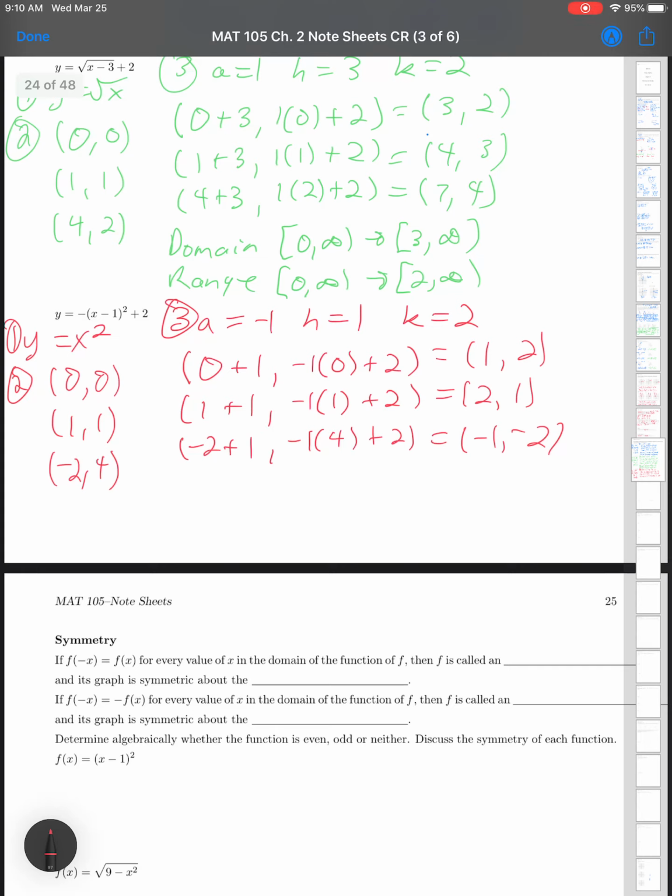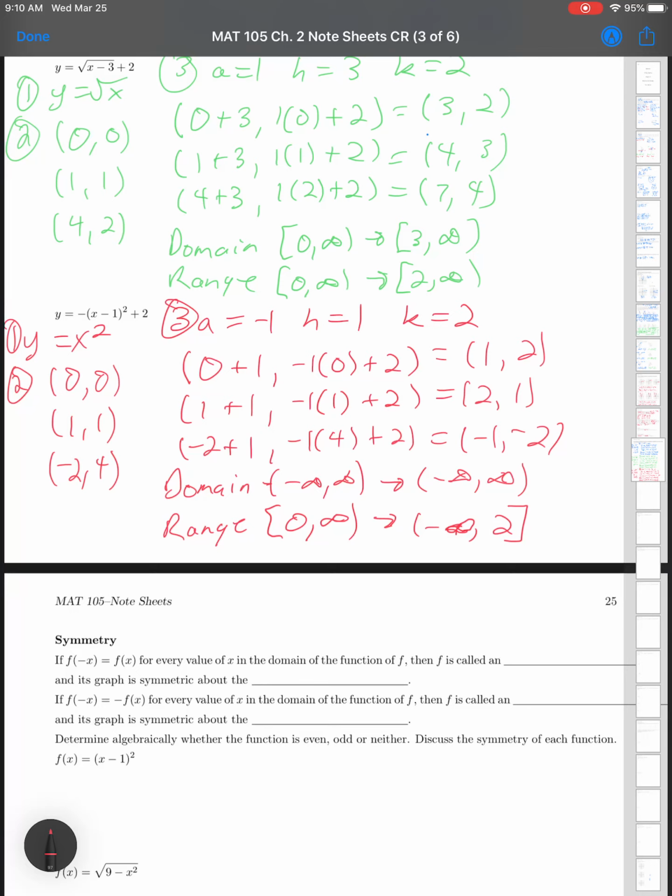And just like on the previous two, when we go to do the domain and range, we start out with the original domain, which is negative infinity to infinity, and the original range for the basic function, which is 0 to infinity. Nothing affects the domain, so it's still negative infinity to infinity because it doesn't have any endpoints. But for the range, we have a negative a, so we need to flip it. So it's going to be negative infinity to something, and then we need to add k to the endpoint. So 0 plus 2 is 2. So there's our new range.